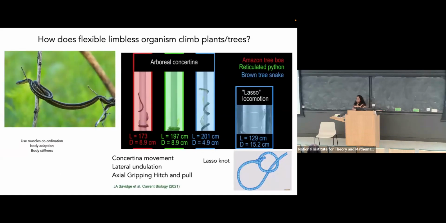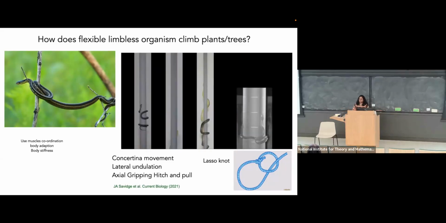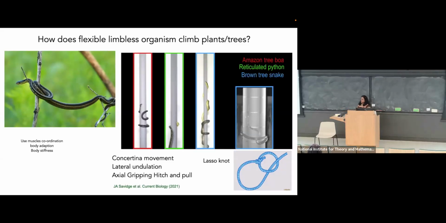And then when we think about limbless organisms such as snakes, they have concertina movement, lateral undulations, or they can even create a lasso knot at the tail of their body and climb the trees. They have muscle contraction, muscle coordination, and active body control, and they use body stiffness to climb these trees.